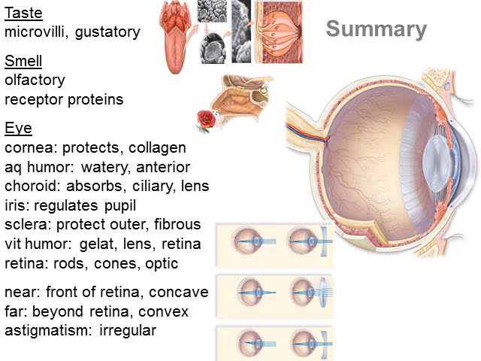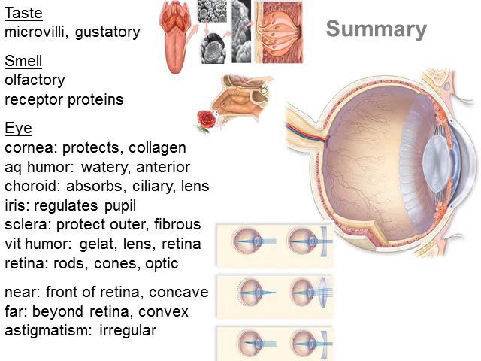Summary: taste, think of gustatory microvilli. Smell, olfactory receptor proteins going up in that upper nasal sinus. The eye, cornea, that wonderful clear protective layer made of collagen. Aqueous humor is a liquid-filled anterior compartment. Choroid does a lot. Stray light it absorbs. It forms the ciliary muscles.